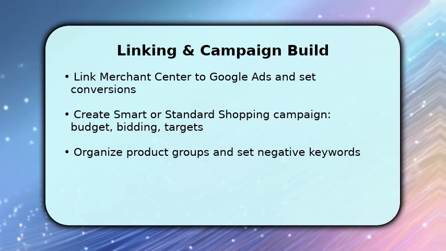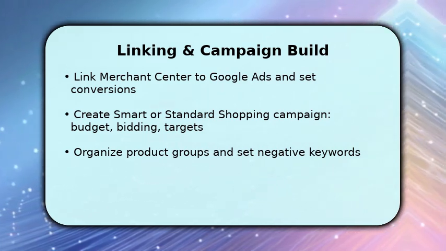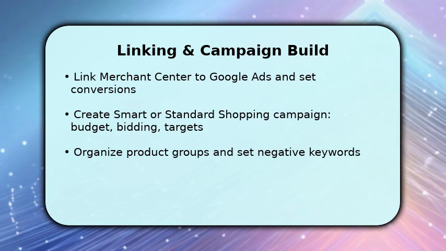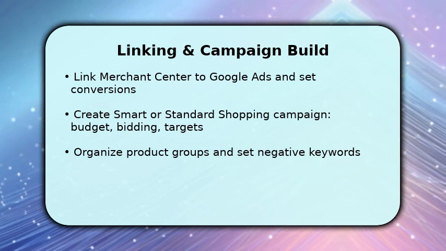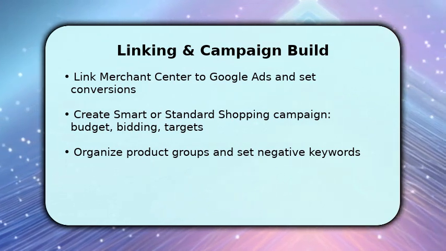Create a smart or standard shopping campaign. Choose budget, bidding strategy, locations and ROAS or max CPC targets. Organize product groups by brand, category, or custom labels to control bids. Subdivide high-value SKUs. Also add negative keywords and exclude low-margin items.